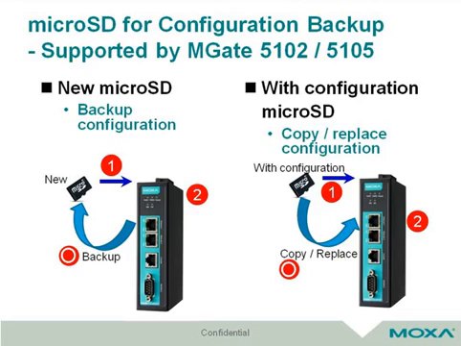And when using the MGate for the first time with a microSD card containing a configuration file, you just need to power off the MGate and insert the microSD card, then power on the MGate, and the configuration files stored on the microSD card will automatically be copied to the MGate.